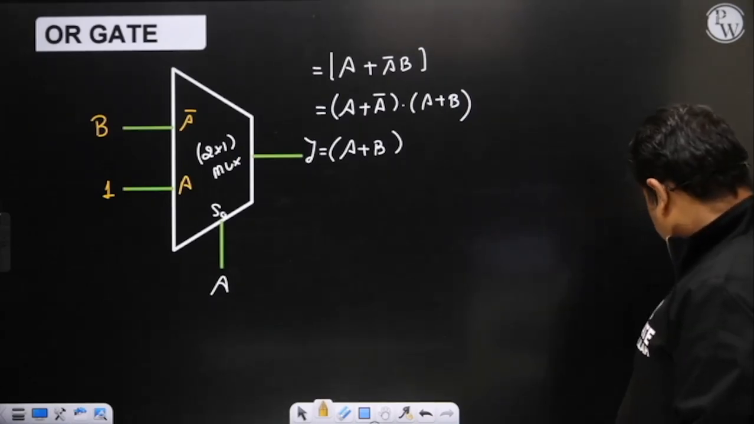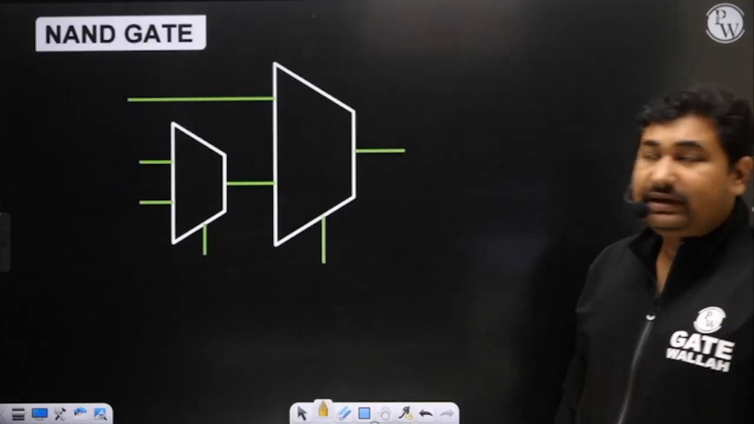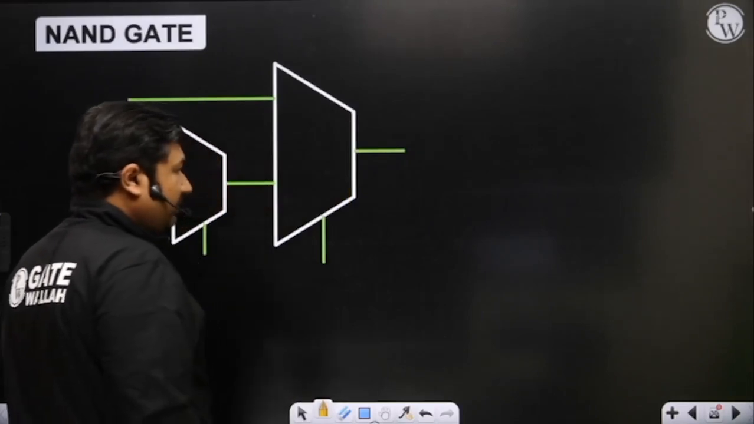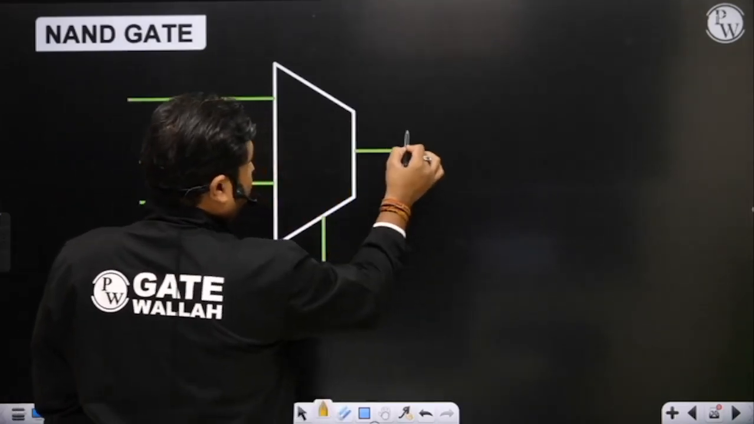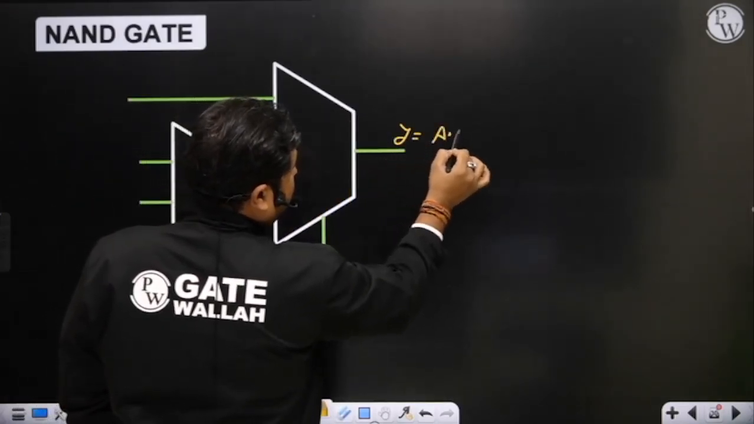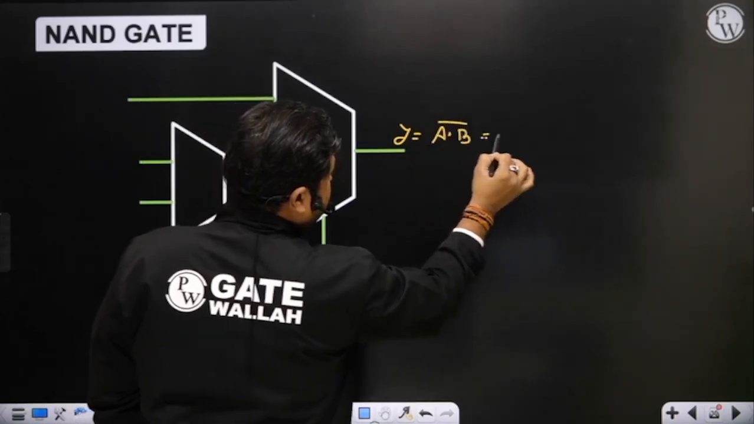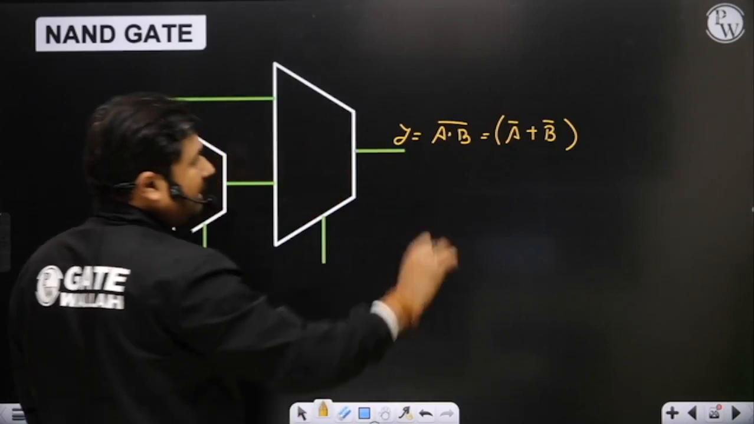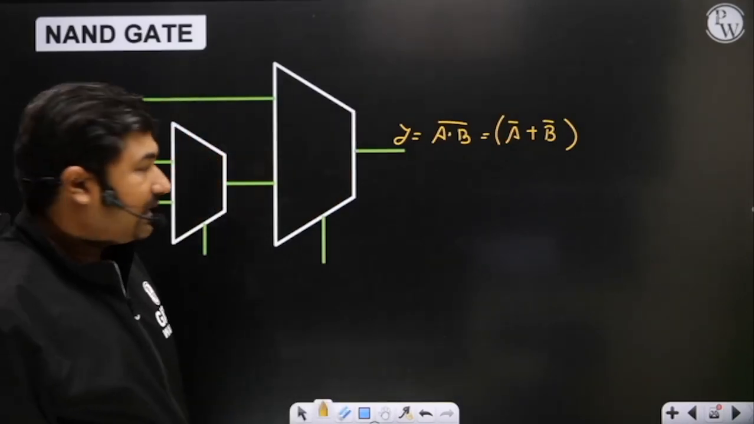So now please observe the NAND gate. How to implement the NAND gate, sir? We want y is equal to (a dot b) whole bar, that is a bar plus b bar. Now, we can't implement a bar plus b bar directly.